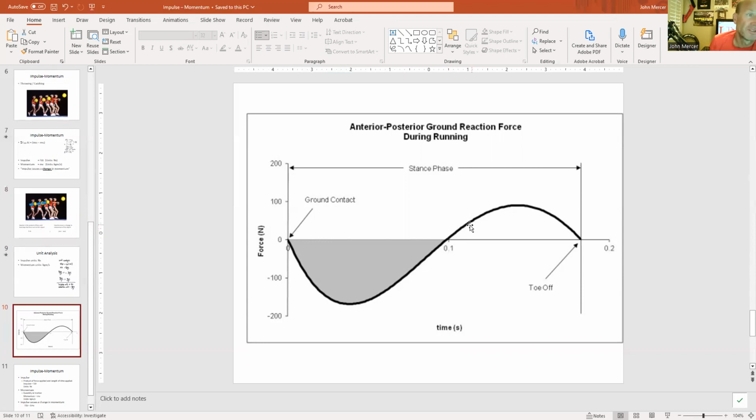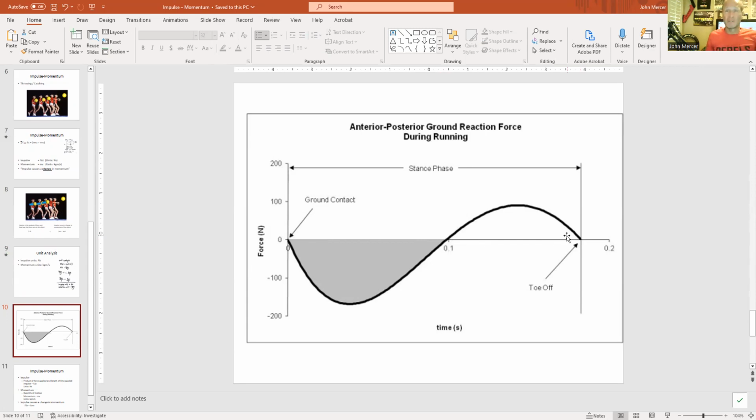And now this anterior posterior force is positive, meaning that the force is now in the same direction as the direction of movement. It's actually causing velocity to increase during this period. So what we have here in this shaded region is some slowing down of the person because this force is pushing in the opposite direction of movement, and then some speeding up because this force is pushing in the same direction that the person is trying to run.